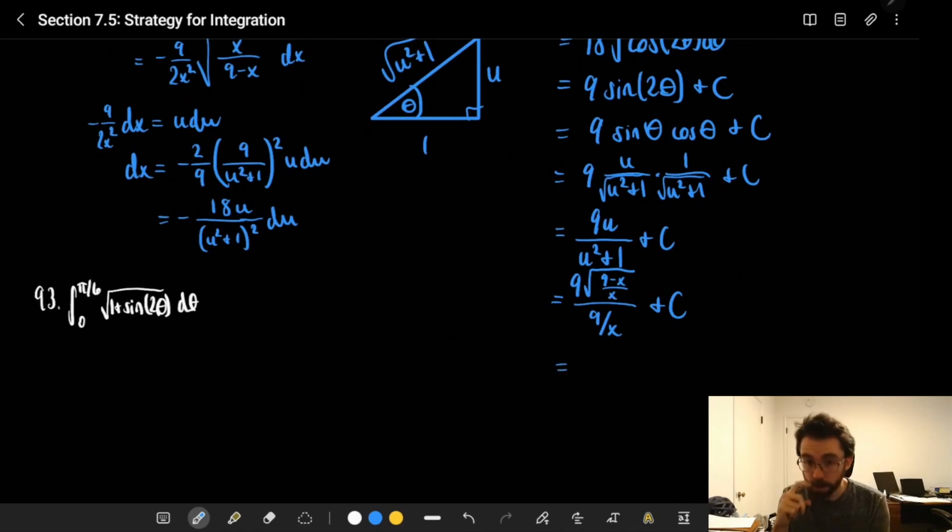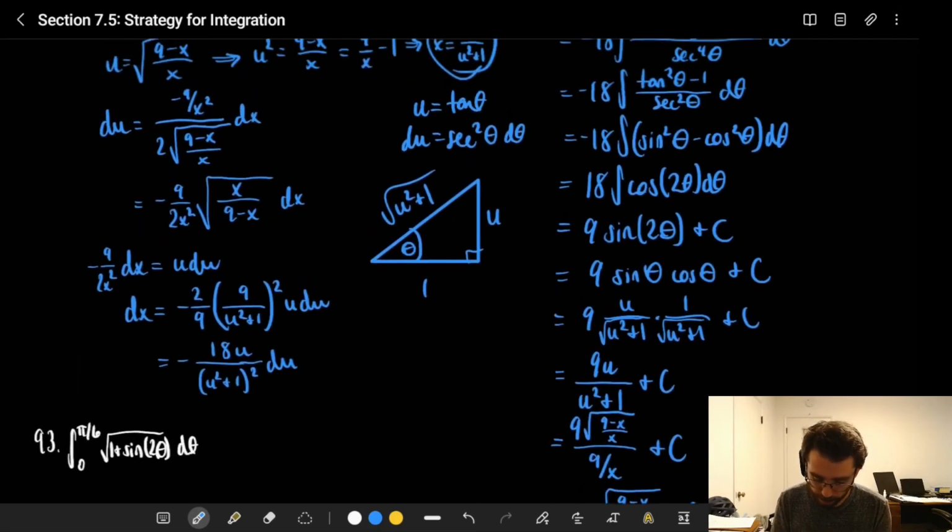Okay, so looks like we got some simplification here. The 9's cancel, and you're left with x root 9 minus x over x plus c. And I hope that's correct.